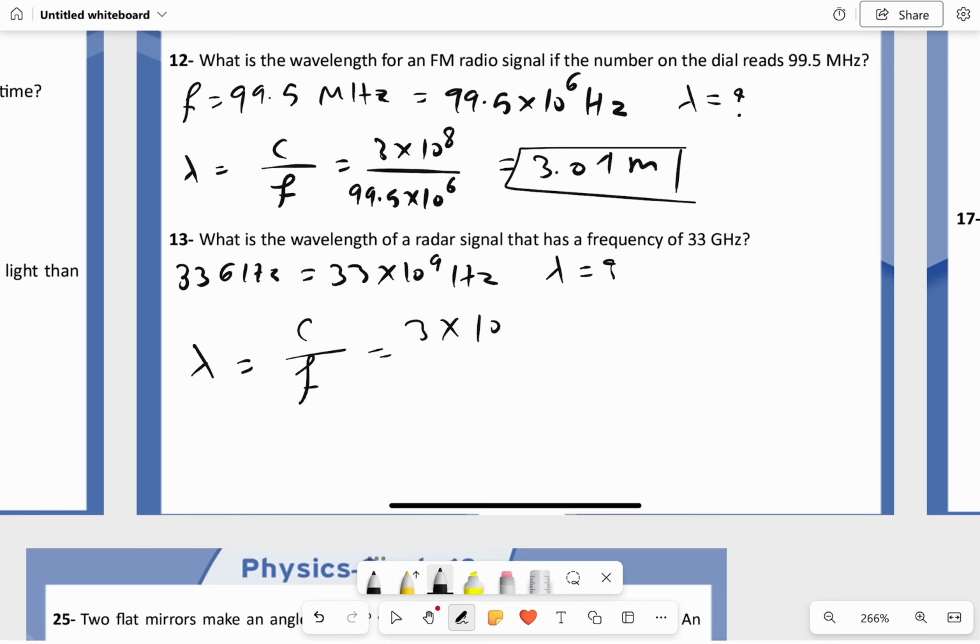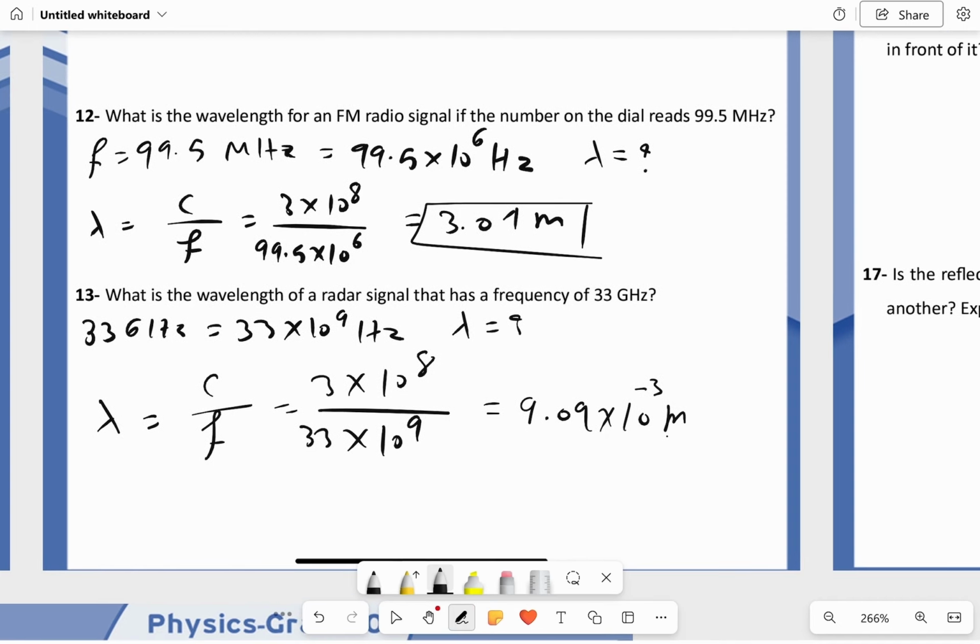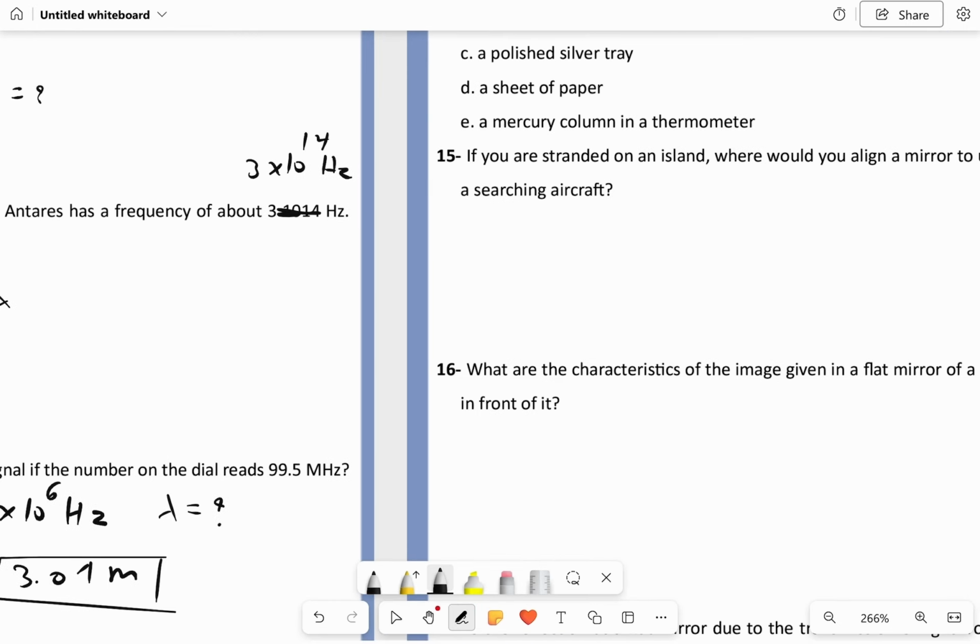3 times 10 to the power of 8 divided by 33 times 10 to the power of 9. Let's calculate that. This is going to be equal to 9.09 times 10 to the power of minus 3 meters. Okay, this is the wavelength of the radar signal.